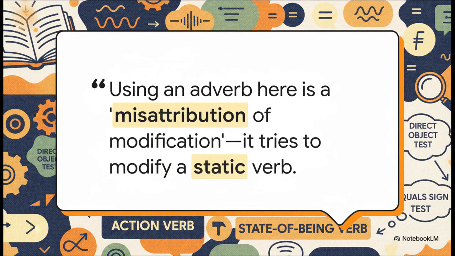You know, the grammar pros have a really fancy term for this. They call it a misattribution of modification. But all that really means is you're trying to describe how a state of being is being, which just doesn't make any sense. It's like saying, she is quickly. It just sounds wrong because it is wrong.